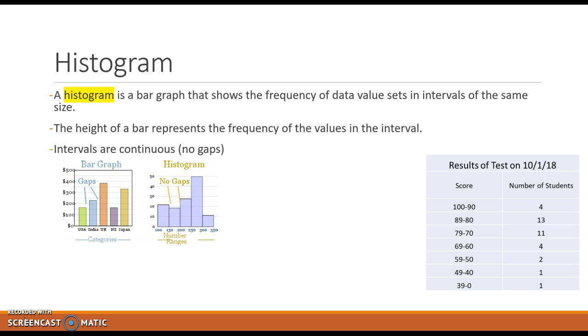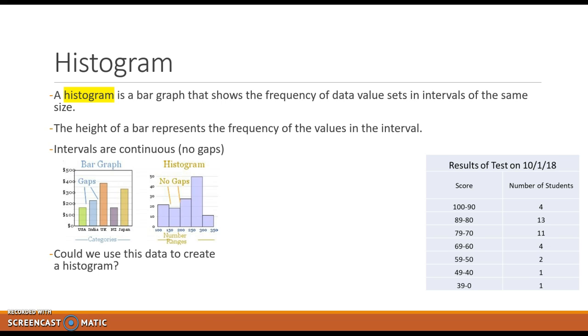See on the left the score? The groups that those are in are called intervals. So let's think about it. Can we use this data to create a histogram? Well, let's think back to what the definition of a histogram is and decide. A histogram, as per the definition, has intervals of the same size.